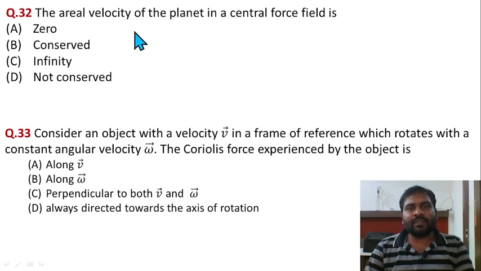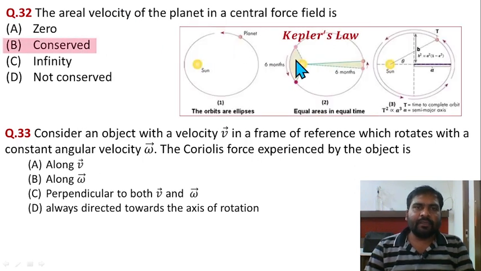Question 32. The aerial velocity of planet in a central force field is. So it is going to be constant or conserved. So this is Kepler's law. First law is orbits are ellipse. Second law, equal area in equal time. And third law, time period square proportional to semi-major axis power 3. So T square proportional to a cube.